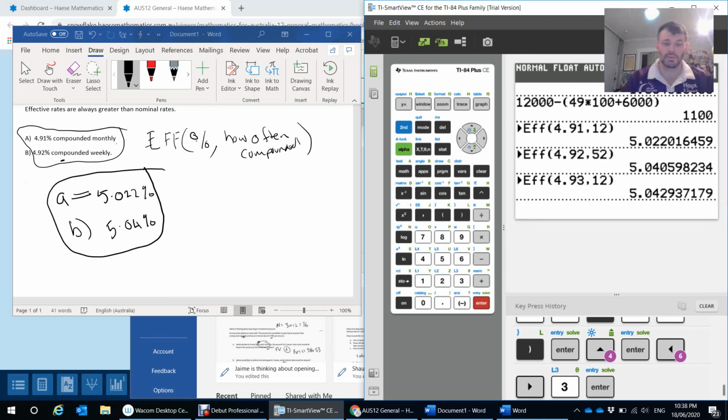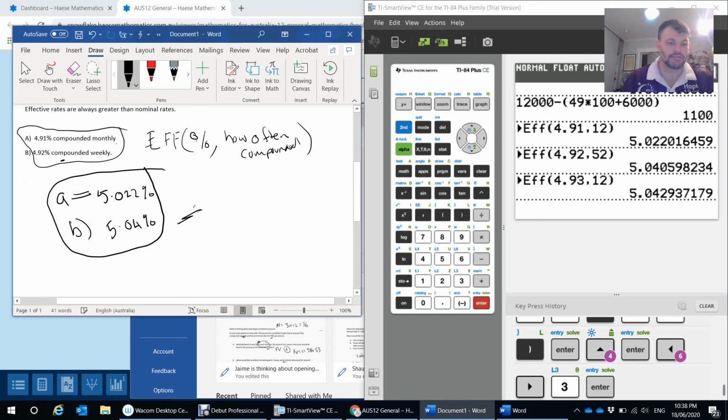So when it comes to effective interest rates, what you're looking for is the interest rate that gives you the highest effective interest rate. In this case, it will be B.